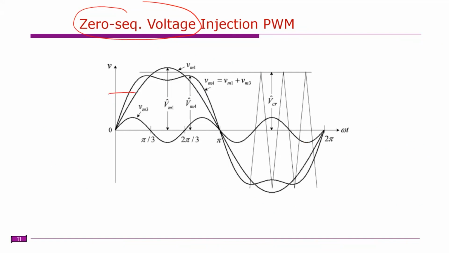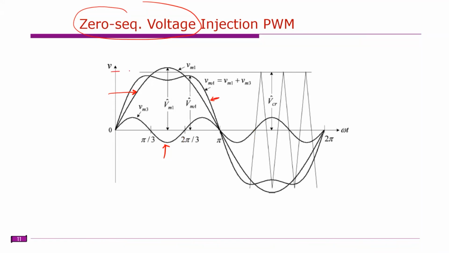We have this fundamental here, so this is the original modulating signal. To this original modulating signal, we add a third order harmonic. You have one fundamental cycle, second cycle, and this is the third cycle. This is the third order harmonic. The resultant is the end resultant waveform.